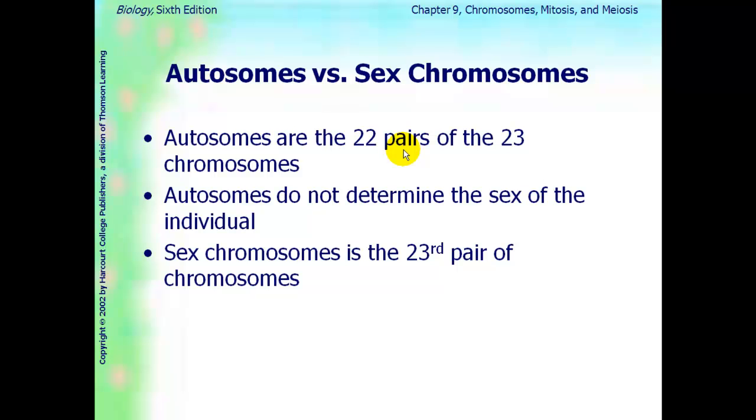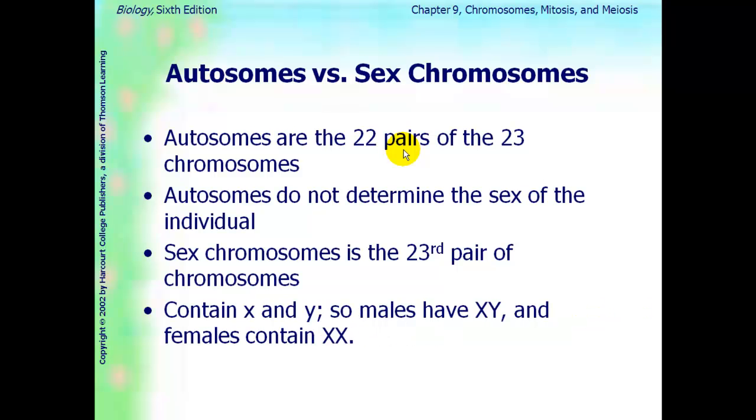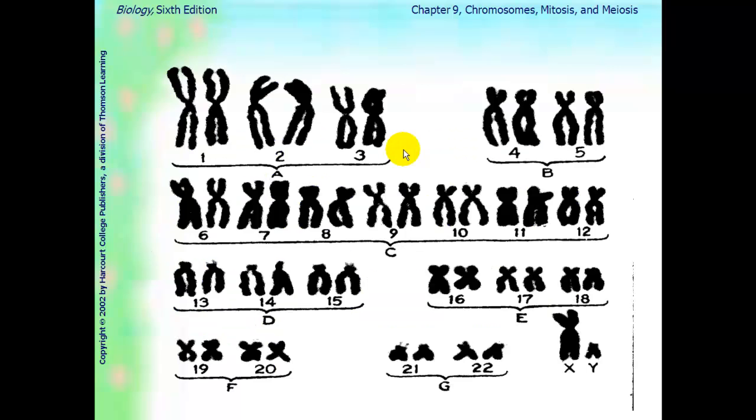Sex chromosomes are the 23rd pair in humans of chromosomes. Sex chromosomes contain X and Y, so males are XY, chromosomes do not match, and females' sex chromosomes do match, and those are considered XX. So again, here is a karyotype with 23 pairs or 46 chromosomes. All of these chromosomes are homologous. Here's a homologous pair. Here's a homologous pair. This is a diploid cell because the chromosomes are in pairs. And if you were looking at this, the sex of this individual is a male. And these chromosomes 1 through 22 are called autosomes.